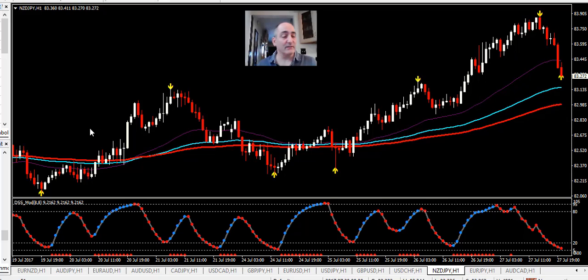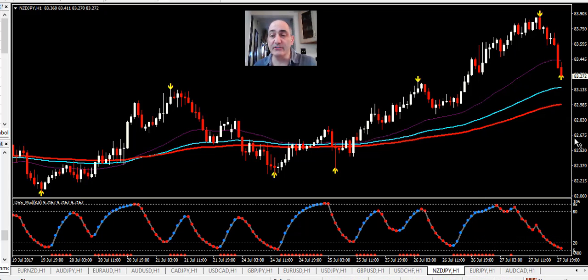Now, this is an oscillator. It uses exponential moving averages and stochastics, so it's kind of like the stochastic. It has an overbought level up here above 80 and an oversold level down here below 20. But the really cool thing about the DSS indicator is it gives you a blue dot when it's time to buy and a red dot when it's time to sell.